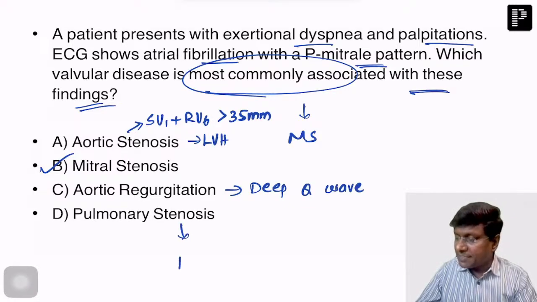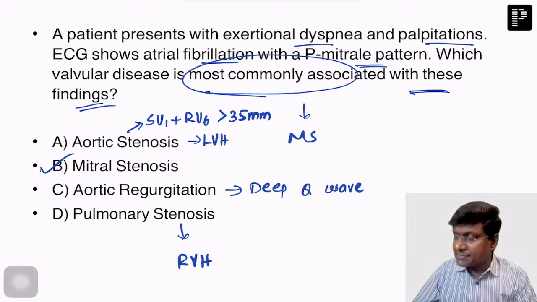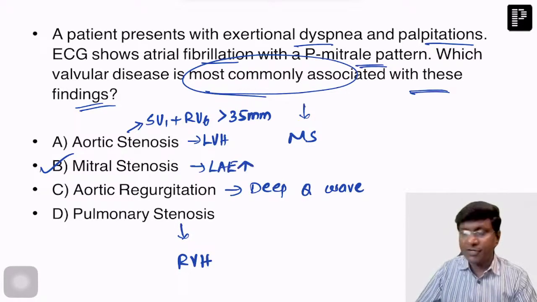Whereas in pulmonary stenosis, what you will have is right ventricular hypertrophy in the ECG. Right, and P mitral is observed in MS. That is because of left atrial enlargement. Okay, right.